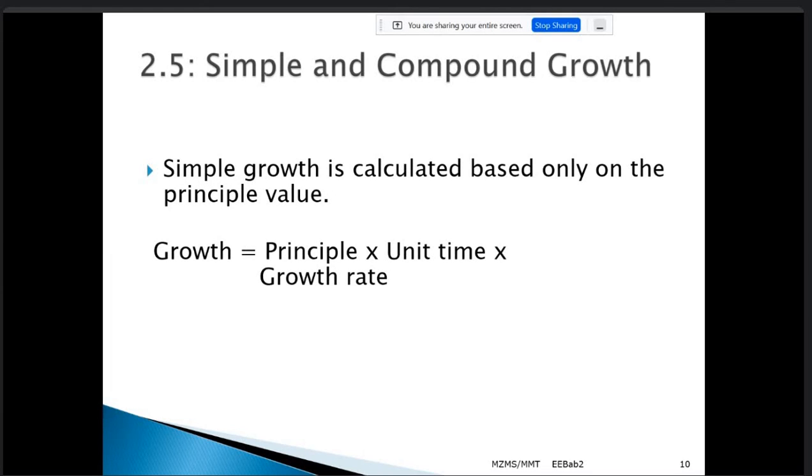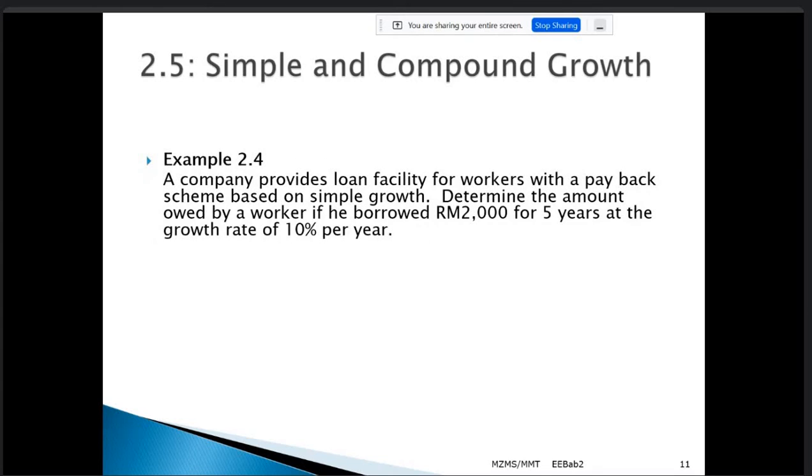Okay. So simple and compound growth. Simple growth is calculated based only on the principal value. So this is simple growth, where we calculate it as the principal, how much you earn or how much you borrow, multiplied by the unit time, how many N or how many years, and then multiplied by the growth rate. So this is very simple, very straightforward.